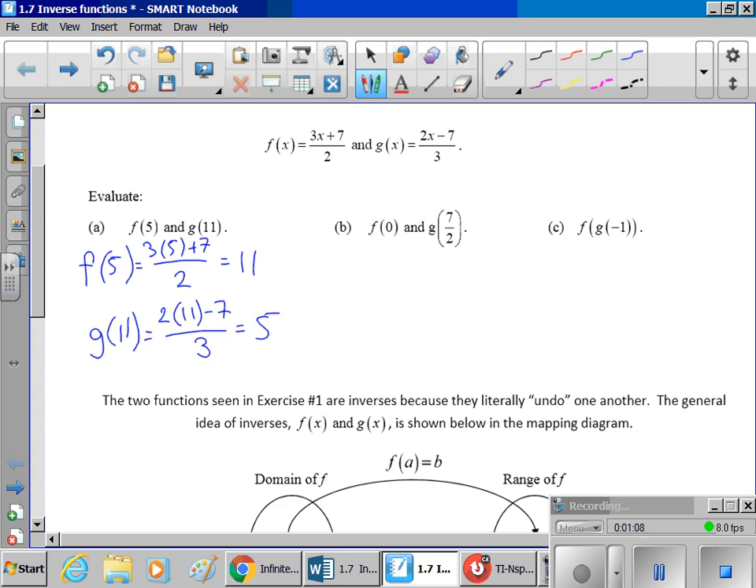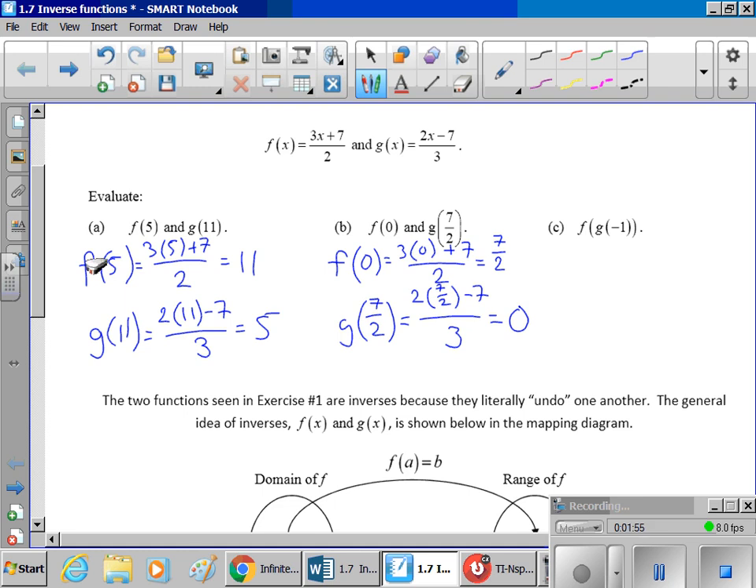All right, let's try another. So f of 0, we're going to have 3 times 0 plus 7 all over 2. And we're going to have g of 7 halves, which is 2 times 7 halves minus 7, divided by 3. Oh, I forgot to evaluate it both. So we got 3 times 0 is 0 plus 7 is 7, divided by 2 is 7 halves. And on the bottom we have 2 times 7 halves is 7, minus 7 is 0, divided by 3 is 0. So we have another pair where they send to each other.